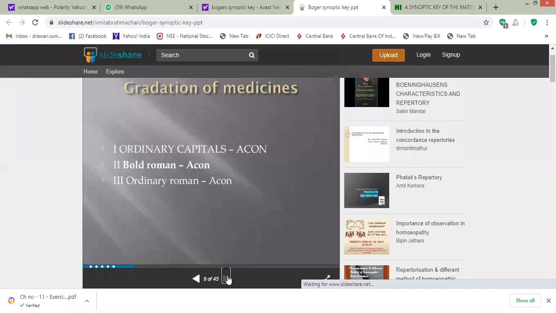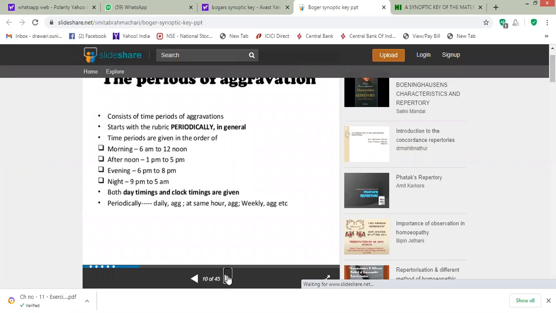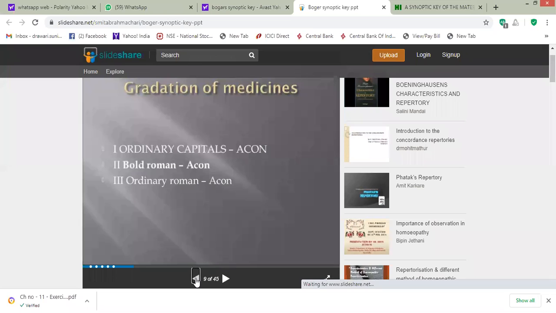In this way, there are 2 types of typography for rubrics and 3 types of typography used for medicines. For each and every repertory, you should remember how many gradations are given to medicines, what the years of publication of the different editions are, as well as whether there is some specific typography given to rubrics.